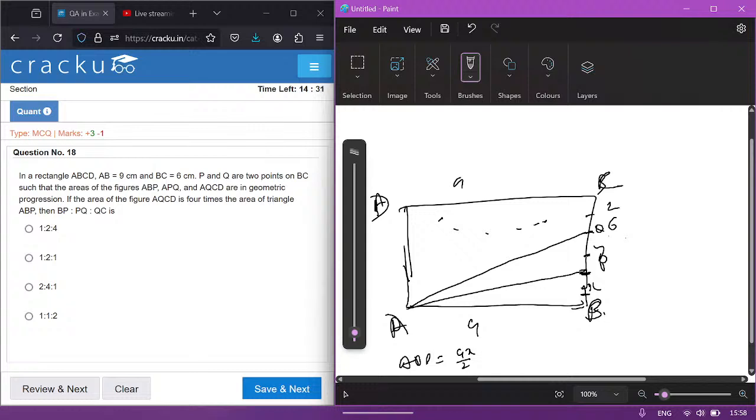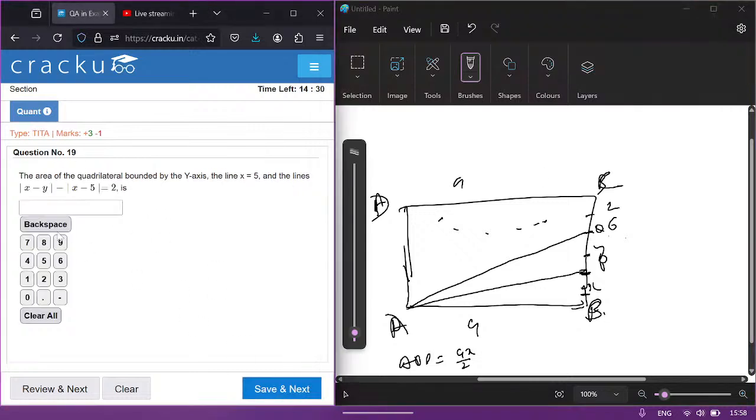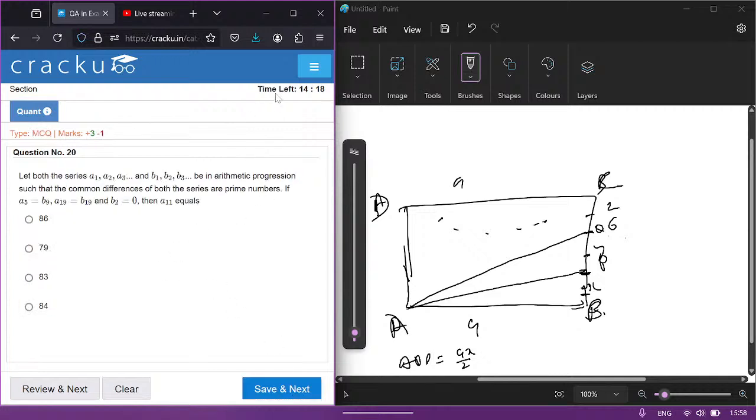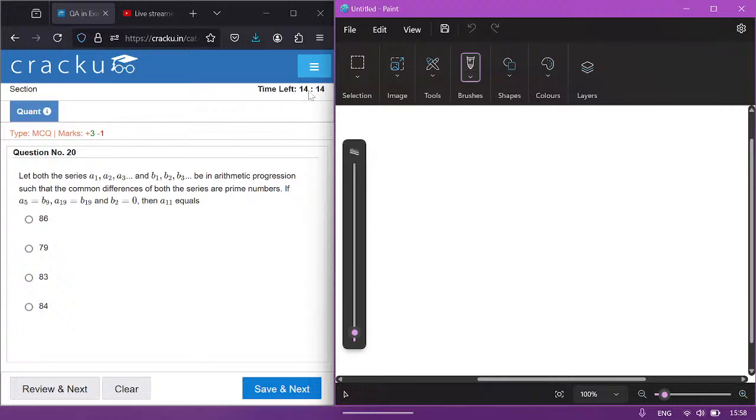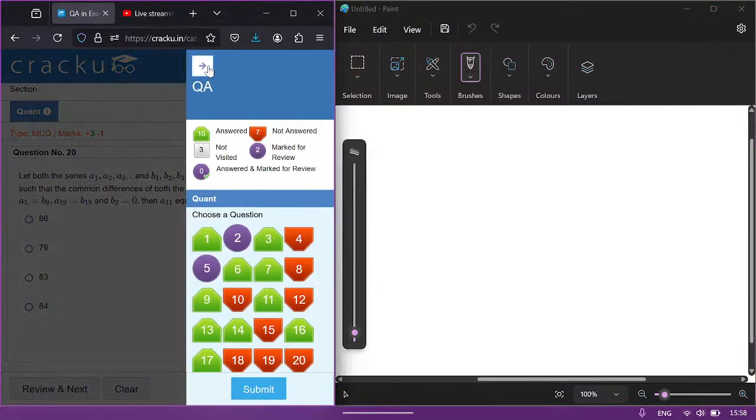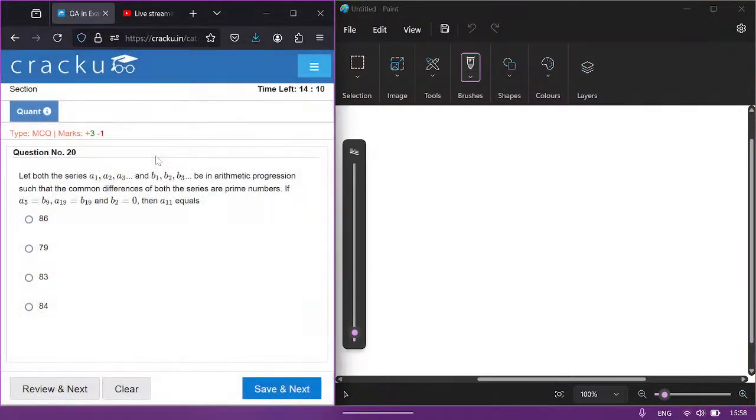Okay, I've wasted a lot of time here. Area of quadrilateral bounded by y-axis line. So this is double mod. It will have 4 solutions. We will have to do a lot of things. So I'm skipping it because we have time and we have questions left. So let's see if we can do this one.